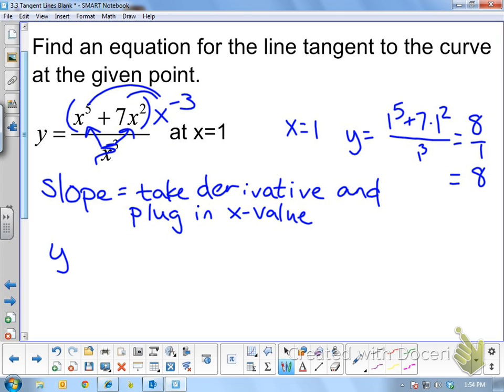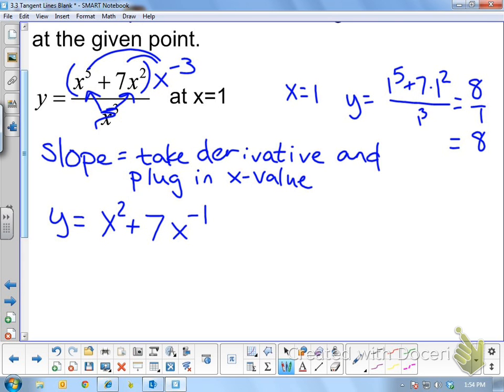So if we divide x to the 5th by x to the 3rd, what do we get? X squared. X squared plus 7 to minus 3 will give us x to the negative 1. Or we could have done quotient rule. But quotient rule is a lot harder. We want to make our lives as easy as possible.